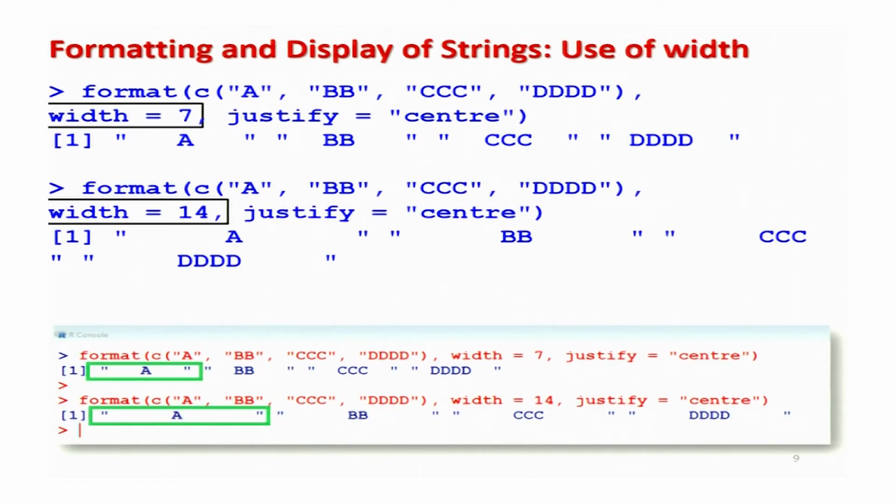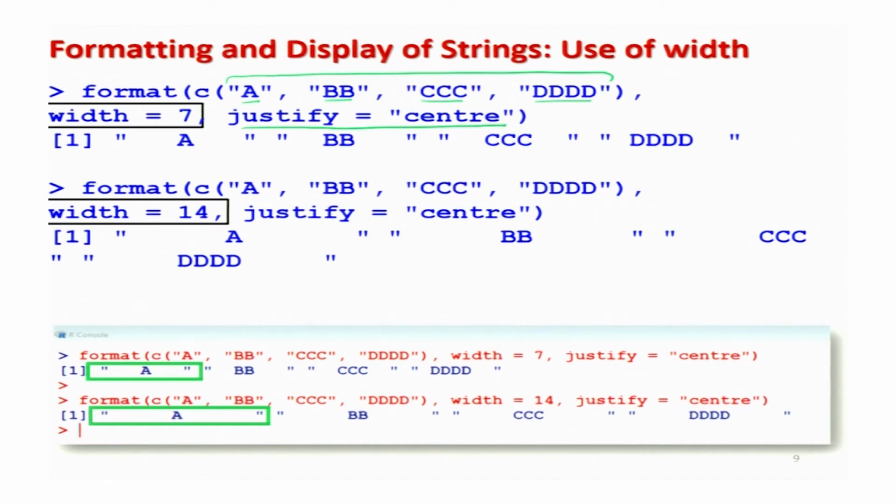Now, after this I will show you the utility of the option width. What does this mean actually? Suppose I have a data vector of some characters: A, double B, triple C, and 4 times D. I am choosing the option justify equal to center. How justify works, I will show you in the next example, but here you can see that all the values are centered.